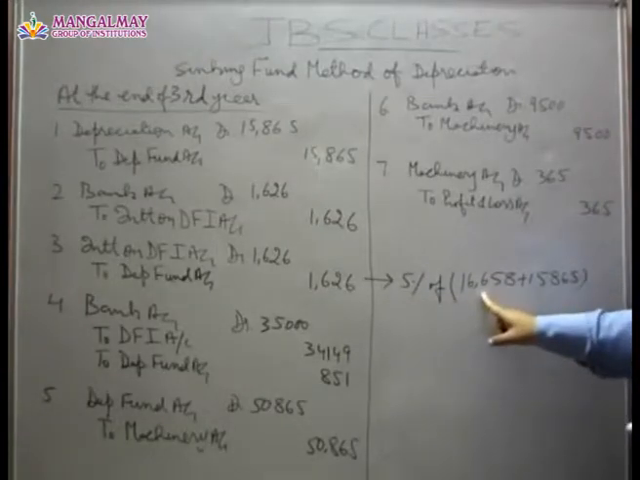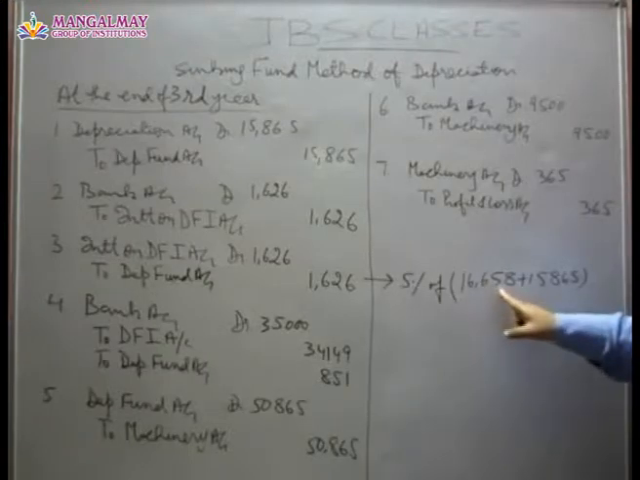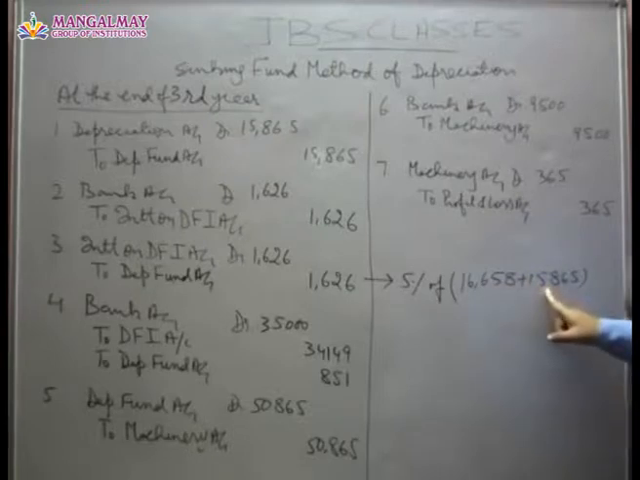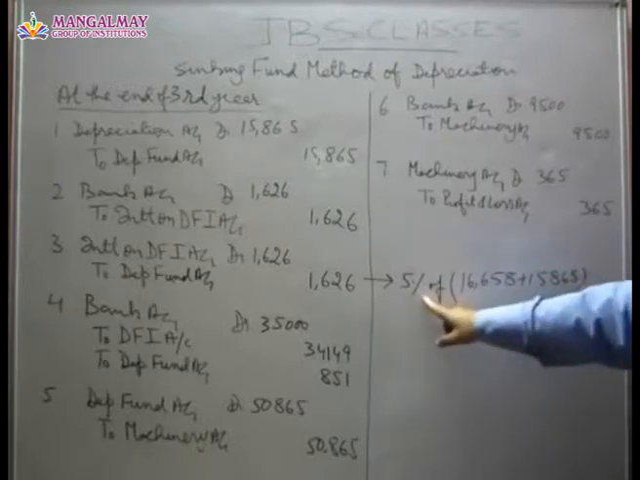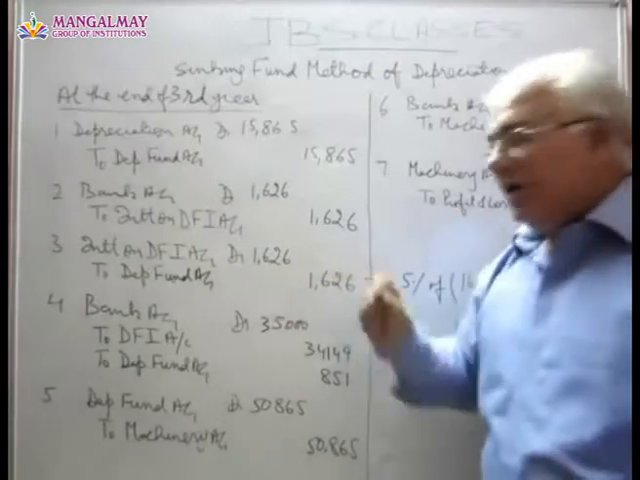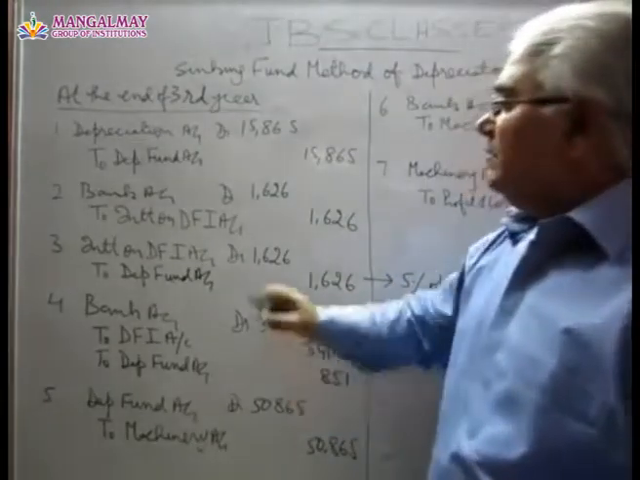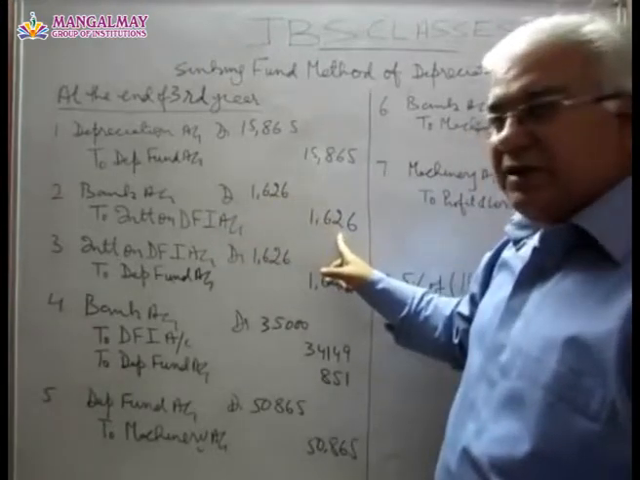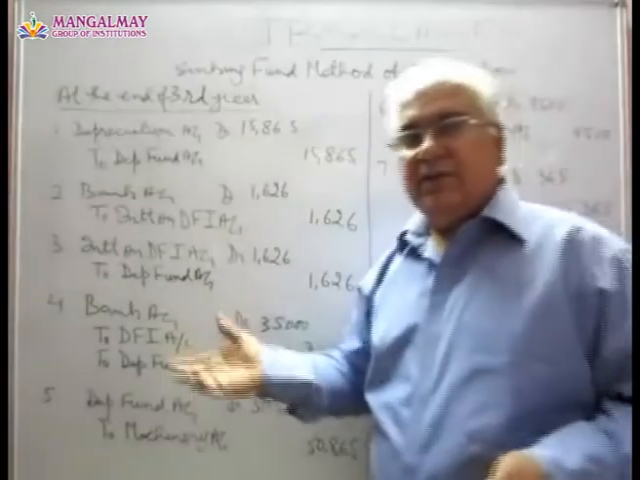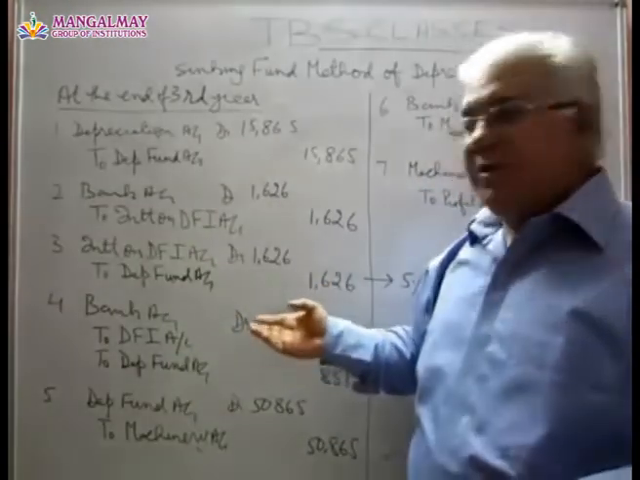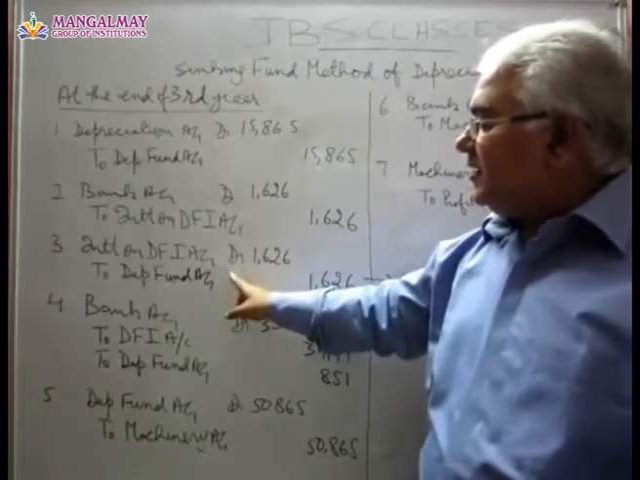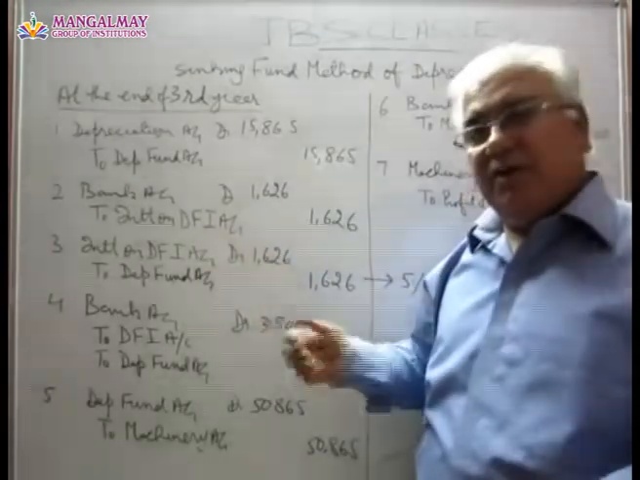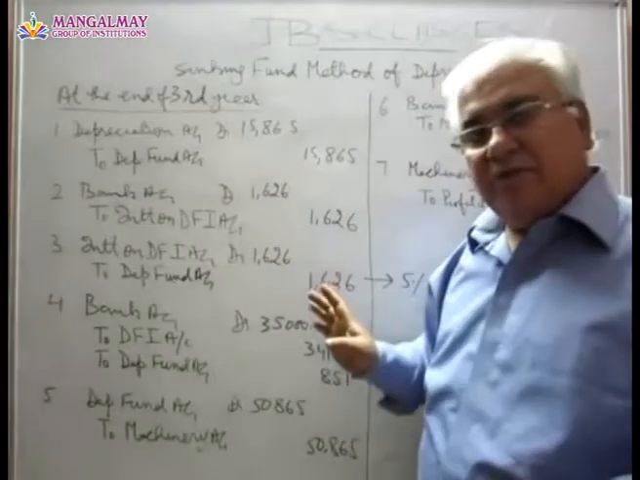This is 16,658, that is the first year's investment, which has already become 16,658, and 15,865 which we invested at the end of second year. On this total amount we will receive 5%, which will amount to 1626. Entry will be bank account debit to interest on depreciation fund investment account 1626. Then of course this interest will be shifted to depreciation fund account, and the entry will be interest on depreciation fund investment account debit to depreciation fund account.